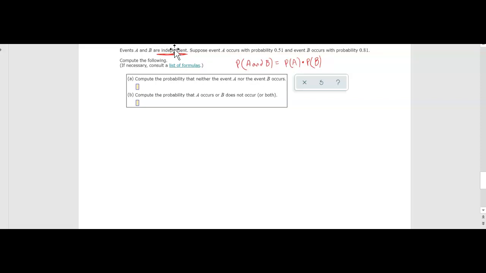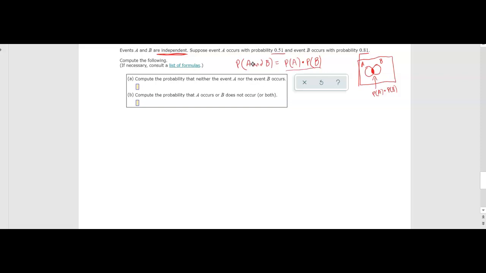If we're looking at a Venn diagram, when you think of the intersection of two events, if we have event A and event B, the intersection of those events is the overlap. So if we're trying to find the probability of the overlap, all we do is multiply the probability of event A times the probability of event B. Let's first figure out the Venn diagram, and then, based on the numbers they gave us, the probability of event A is 0.51 and B is 0.81, and based on this formula that we know, let's see if we can calculate these two different probabilities.